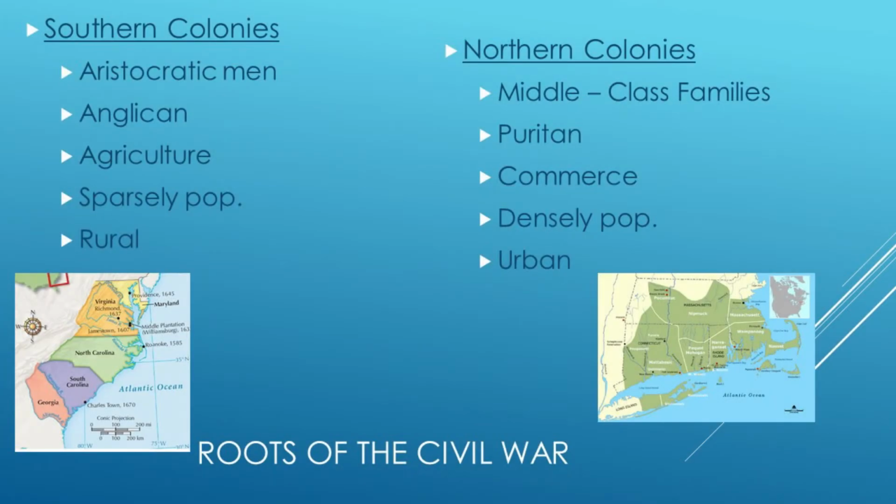So I have on the second slide comparing the southern colonies with the northern colonies. In the southern colonies, whether it's Virginia, North Carolina, South Carolina, or Georgia, or Maryland. Maryland was part of the southern colonies. They were founded by men from the aristocracy of England.